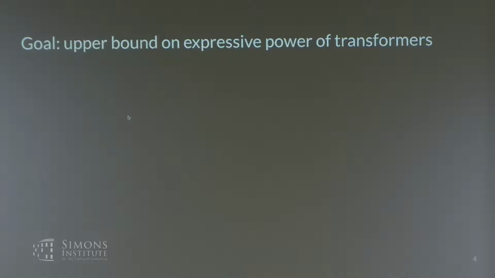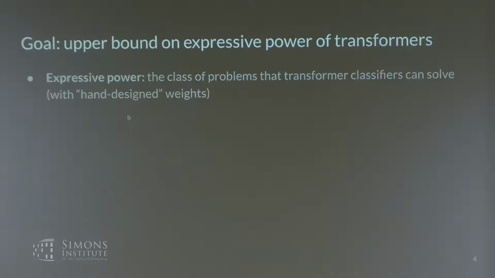OK, so the goal of this line of research is we want an upper bound on the expressive power of transformers. And I'm going to clarify what these terms mean. I'm also using upper bound in maybe a slightly different sense than what people are thinking about here. So by expressive power, I mean the class of problems that transformer classifiers can solve with hand-designed weights. So we're basically abstracting away the learning process of the transformer and just saying, if we could pick the weights however we want, what could we do?